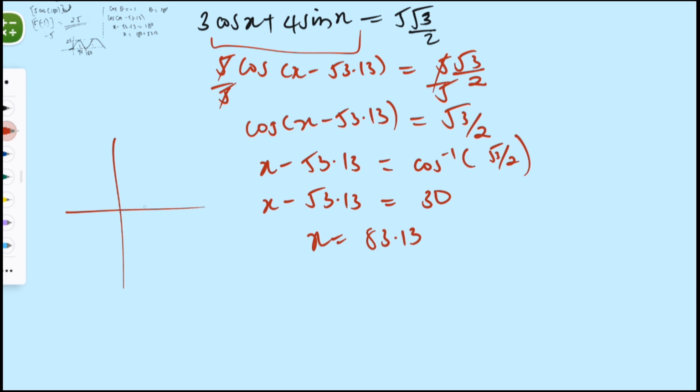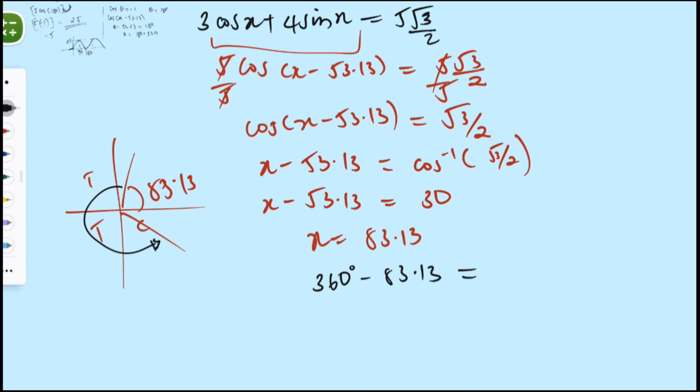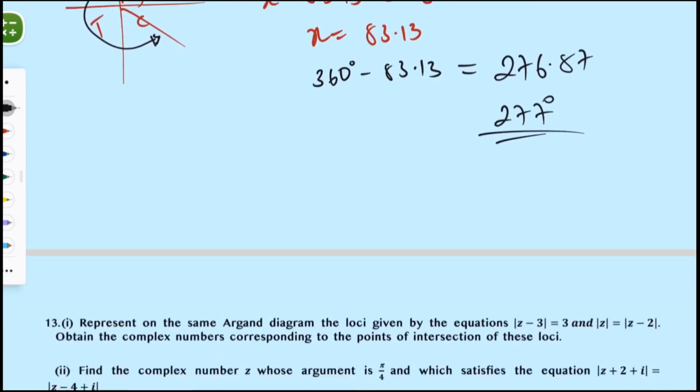Using the 4 quadrants, where we have cast, cos is positive here and here. So the first angle would be 83.13. And then the second angle would be right over here. In this case, we have to do 360 degrees minus 83.13 to get 276.87, which is 277 degrees. Those are all the values of x. Next question.